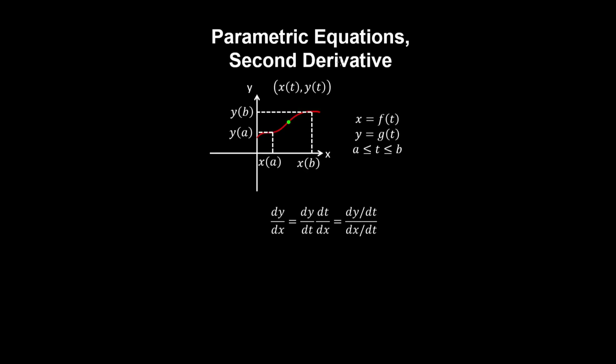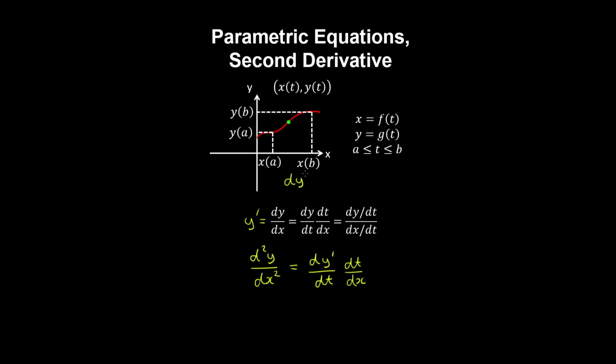We can obtain a second derivative for a parametric curve in a similar way that we obtained the first derivative using the chain rule. So if we set the first derivative as y dash, then the second derivative of y with respect to x is equal to the derivative of y dash with respect to the parameter t multiplied by dt dx.